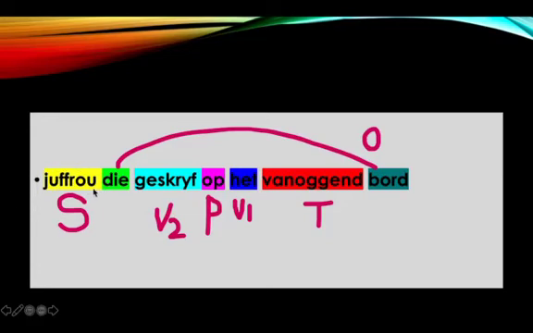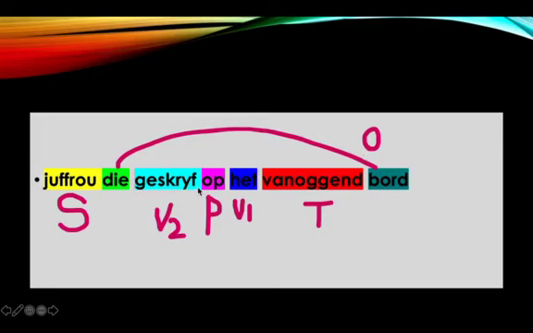Juffrou. Juffrou is teacher. Obviously now, if I'm talking about a teacher, then that would be my subject. Okay? Die. Die has to join to another word because I can't just say die like that. Die is actually a lid word. Remember, die and 'n? They're not part of Stompi. So, can it be die geskryf? No. Die op? No. Die het? No. Die vanoggend? No. So, it's going to be die bord. The board. The board is an object.